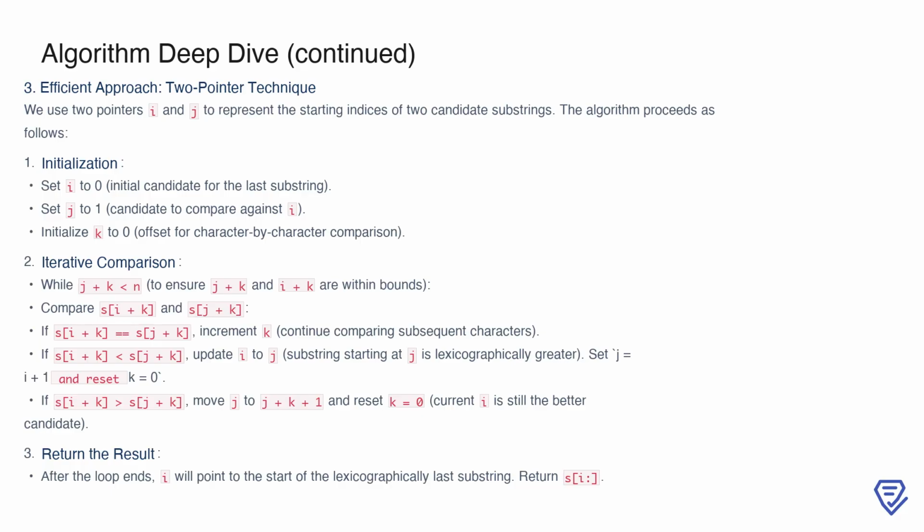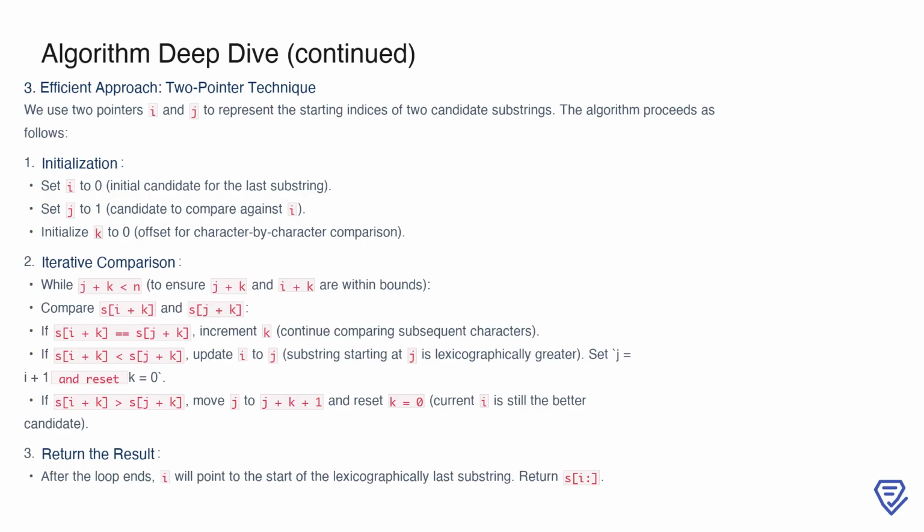The algorithm proceeds iteratively. While j plus k remains within the bounds of the string, we compare the characters at positions i plus k and j plus k. If the characters are the same, we increment k to continue comparing further. If the character at i plus k is smaller, it means the substring starting at j is lexicographically greater, so we update i to j, reset k to 0, and move j to i plus 1. On the other hand, if the character at i plus k is greater, we shift j forward by k plus 1 and reset k to 0, since the current candidate at i is still better.